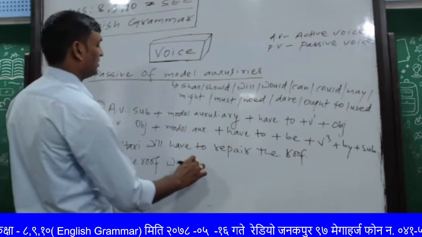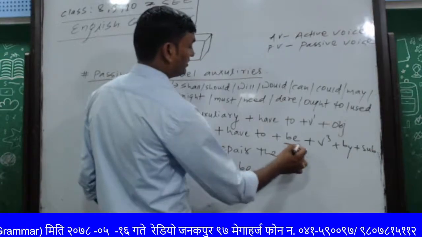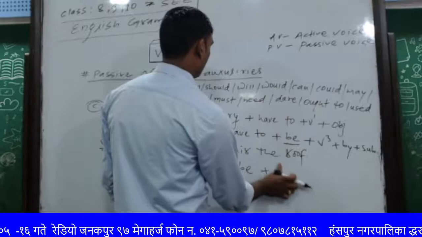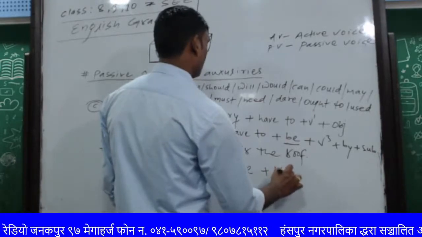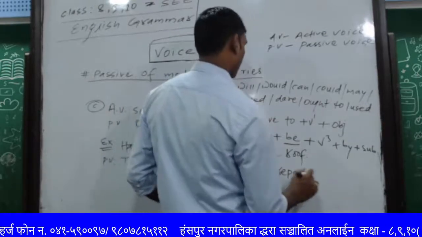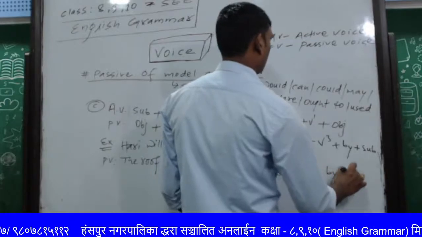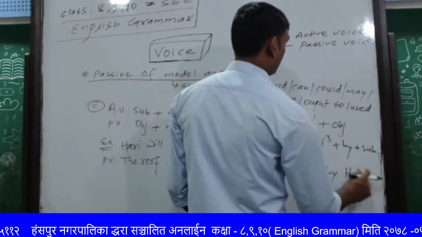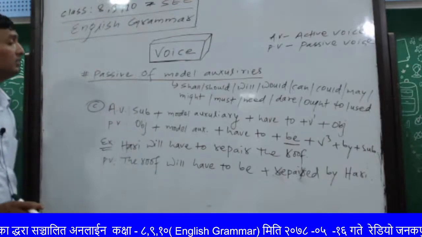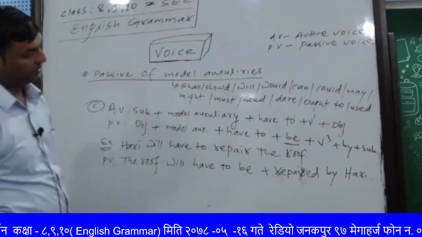Will, after will, have to, then be, after have to be, then V3. V3 is here what? V1 is repair, so V3 of repair is repaired, then by, then subject, and subject is here Hari. In this way we can change.